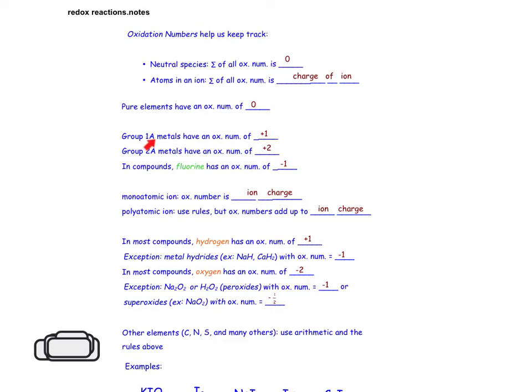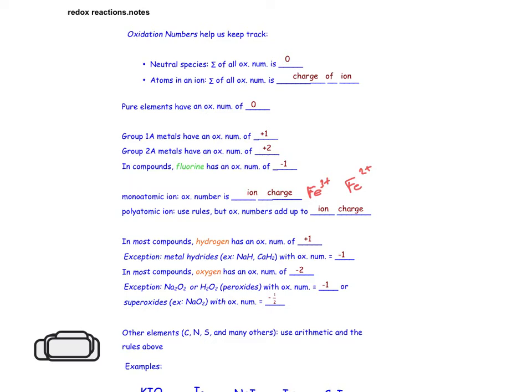Next set of rules, group 1A metals, always +1. Group 2A metals, always +2. Those are easy to remember because those are the charges on the ions. Lithium, potassium, sodium, +1. Calcium, magnesium, barium, beryllium, +2. Fluorine is going to be -1 whenever it's part of a compound. Next set of rules. A monoatomic ion, the oxidation number is the ion charge. So, for example, Fe3+ has an oxidation number of +3, where Fe2+ has an oxidation number of +2.